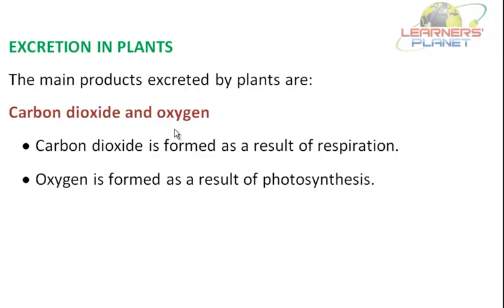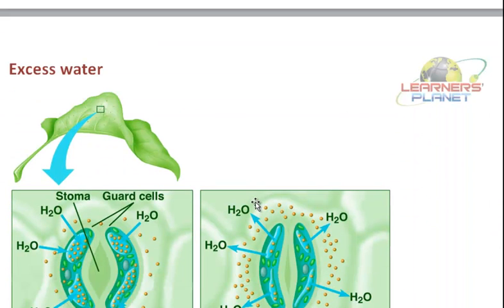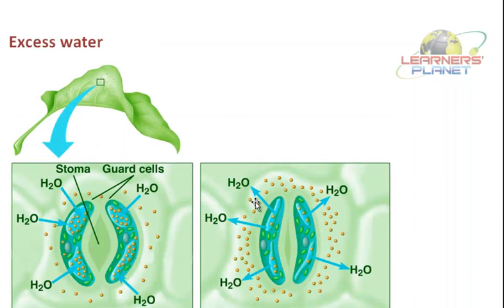So excretion is carried out in plants in these ways. The main products excreted by the plants are carbon dioxide and oxygen. Carbon dioxide is formed as a result of respiration, and oxygen is formed as a result of photosynthesis. Other than this, excess water also needs to be removed from the plant body, right? So here you can see the beautiful diagram, the beautiful picture of stomata.